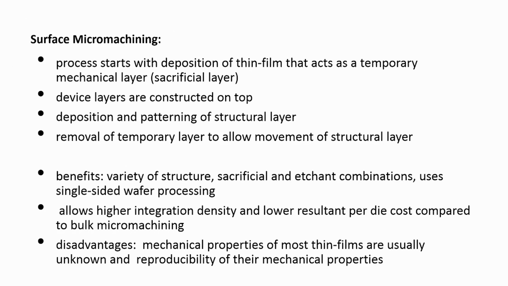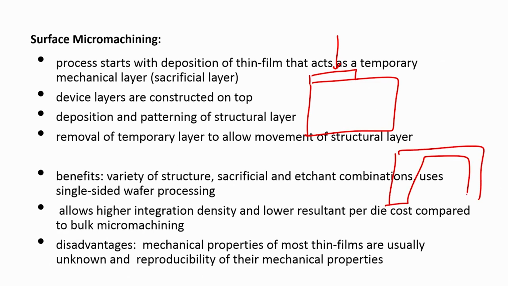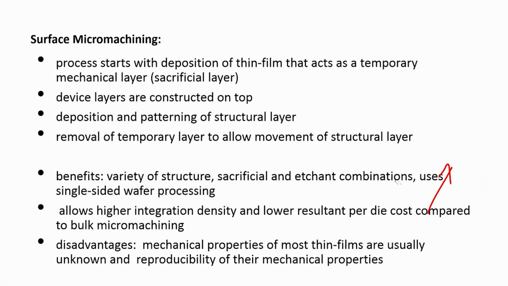The benefits of this particular technique are that a variety of structures are possible, sacrificial and etchant combinations are there, and it uses single side wafer processing. See, if I want to create a sacrificial layer, everything is done on the top. But if I want to create a diaphragm on the back side, that means I am creating a structure here and I am also etching from the back side. In this case I require a wafer which is double side polished. In the surface micromachining case I can use a wafer which is single side polished, right, single side polished versus double side polished wafer.